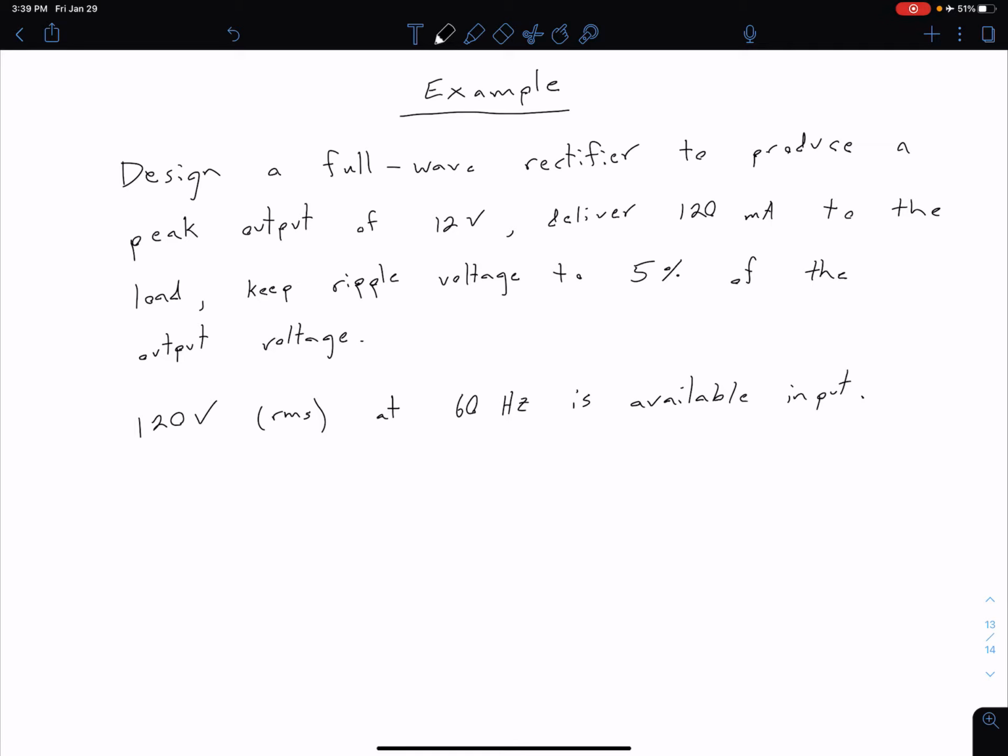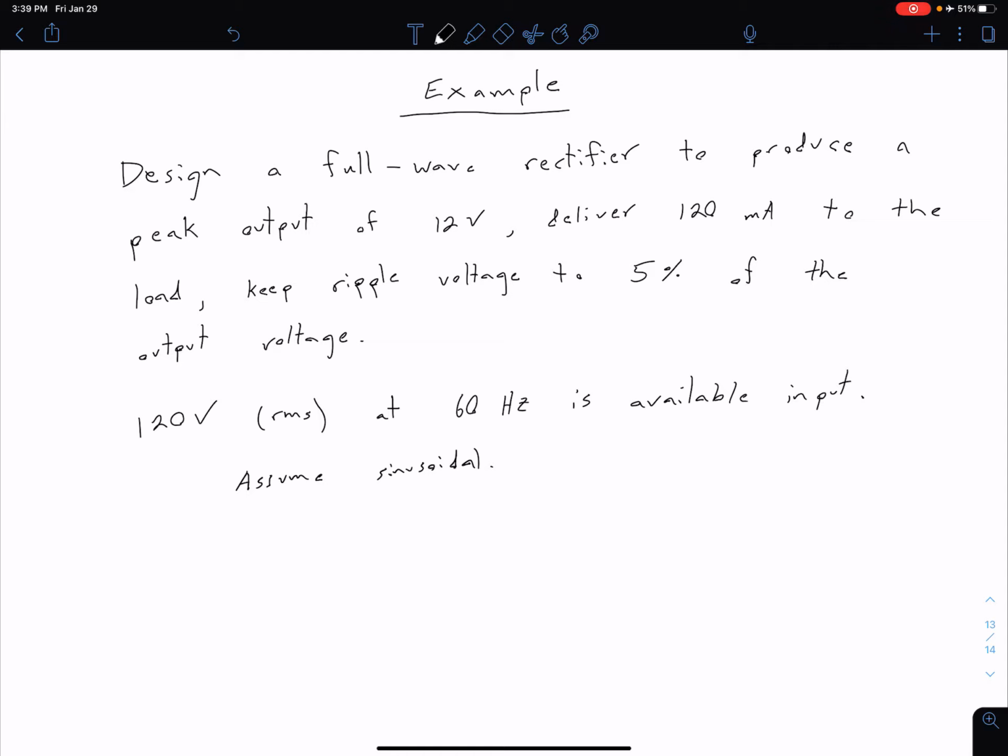60 hertz. We're going to assume that this is just the voltage that's available at an outlet. So we can say we're going to assume that this is a sinusoidal input voltage. Again, as always, I would encourage you all to pause the video and try to work through this by yourself before coming back and watching the video to see the answer.